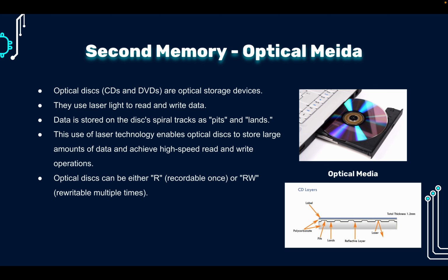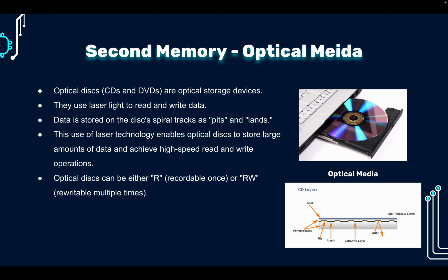And the last is optical media. Optical media such as CDs and DVDs are storage devices that use laser light to read or write data, and data is stored on the disk in a spiral track as pits and lands, like this. Those disks can be recordable once, or read and writable multiple times.